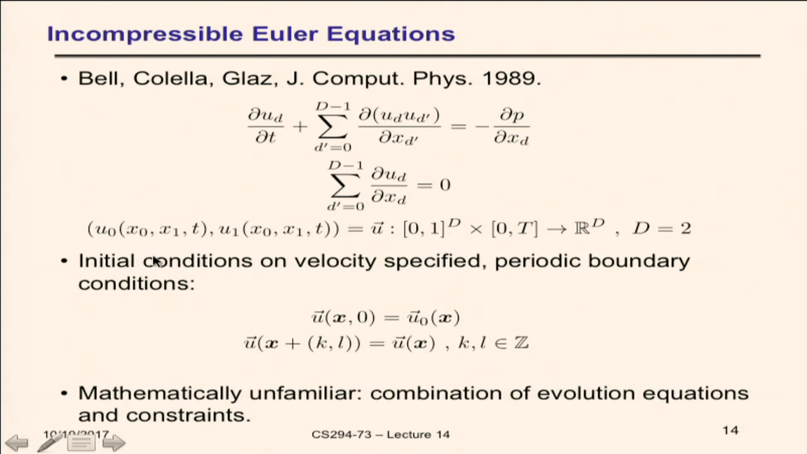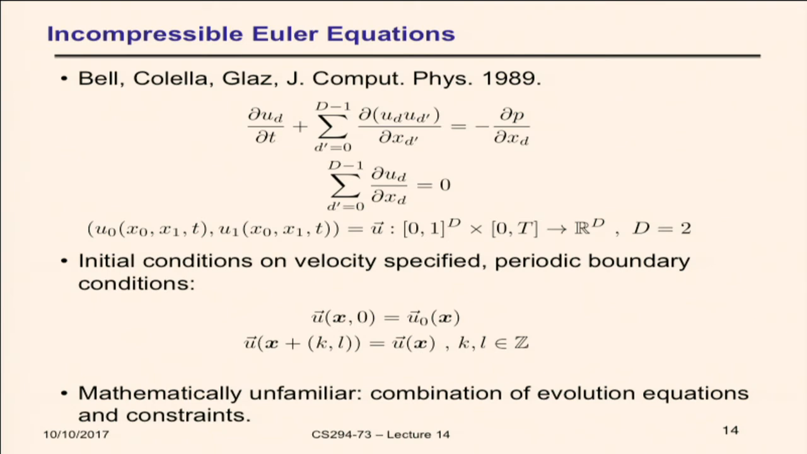The initial conditions on the velocity field are specified, so u of x at time 0 is some known function u0 of x, and we assume periodic boundary conditions. So you have periodic images, translates of this unit box by integers, that define the solution everywhere, formally, and that's a way of getting boundary conditions as required.